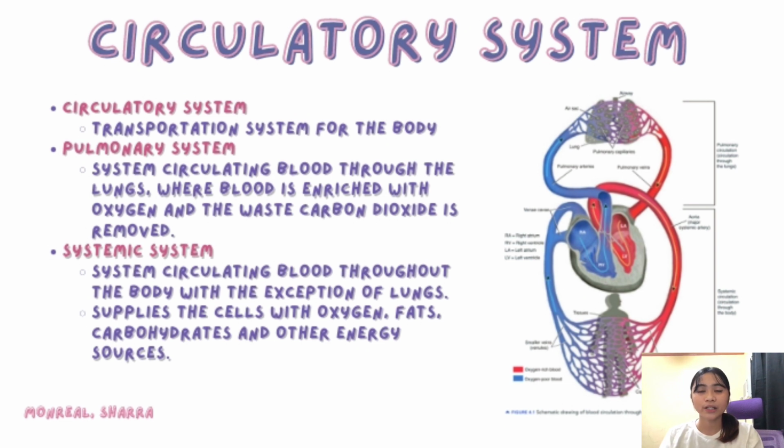So in the pulmonary circulation, our blood moves between the heart and the lungs, and it transports the blood to the lungs to absorb oxygen and release carbon dioxide. The oxygenated blood then flows back to the heart. And the systemic system circulates blood throughout the body with the exception of the lungs. In the systemic circulation, our blood moves between the heart and the rest of the body, and it supplies the cells with oxygen, carbohydrates, and other energy sources, while at the same time removing waste products.